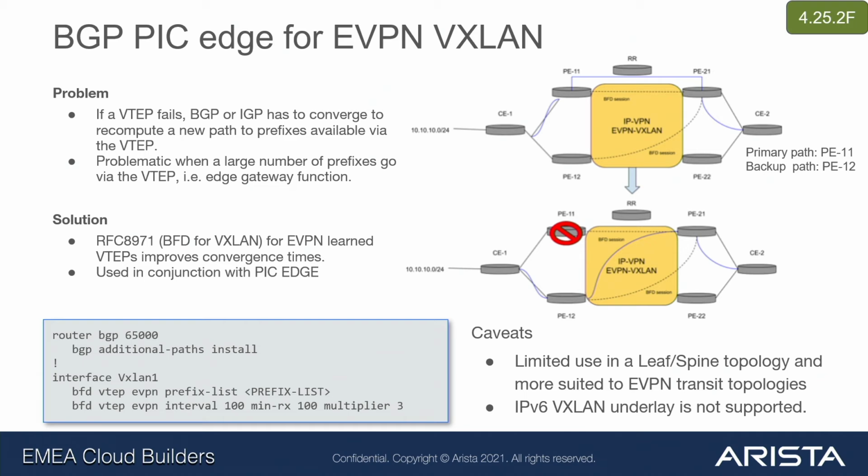Now, EVPN will eventually converge. It might take a second or two, but during that transient change, we ensure that no traffic is dropped. It's fairly easy to configure. You just type in BGP additional-paths install under BGP. That will cause the hardware to install the backup paths. And then under VXLAN, we configure a couple of commands to create the BFD sessions using RFC 8971, which then creates that dynamic BFD peering between every peer in the underlay.